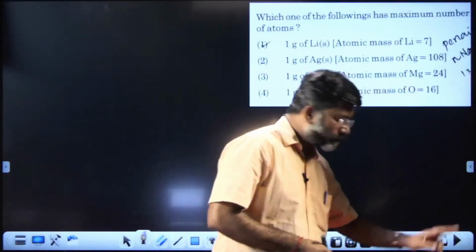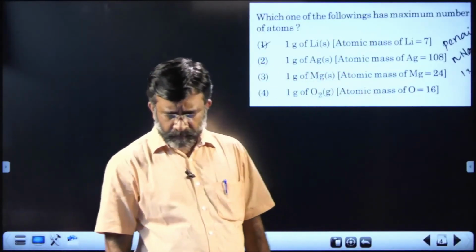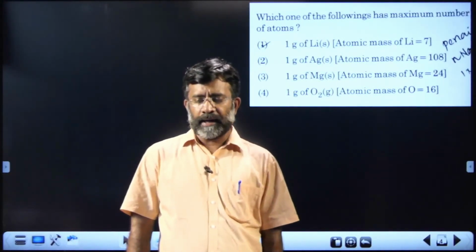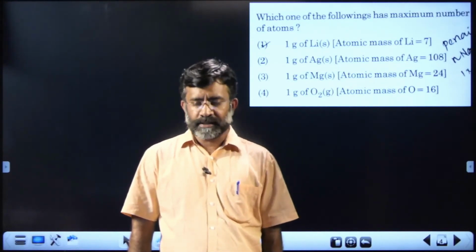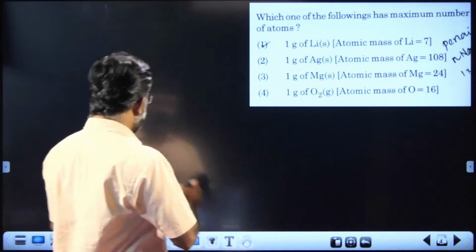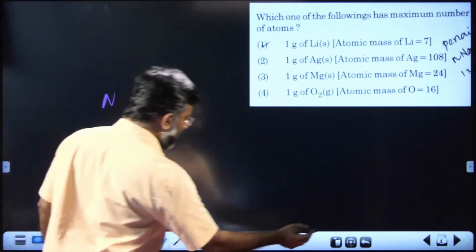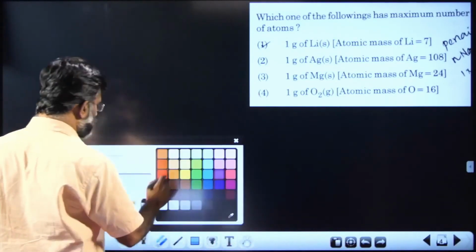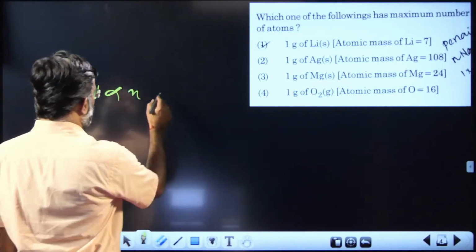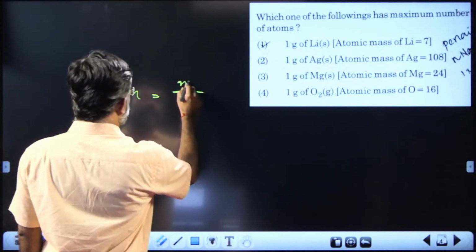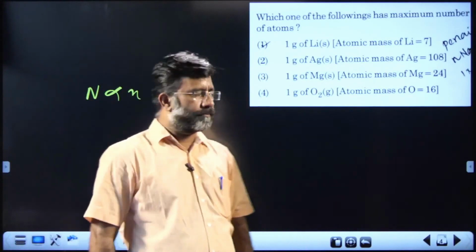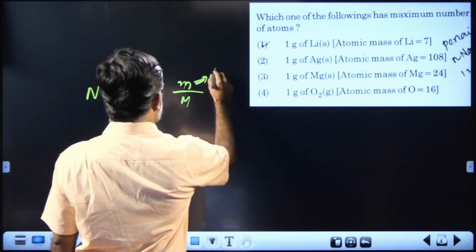Next question. Which of the following has maximum number of atoms? See, the number of atoms is related to the number of moles, and that is equal to mass by molar mass. Here the mass given is 1 gram for all.